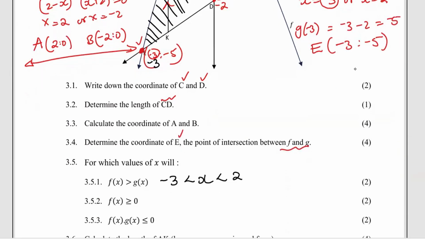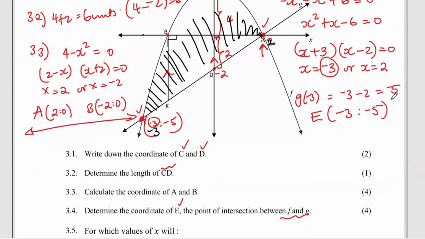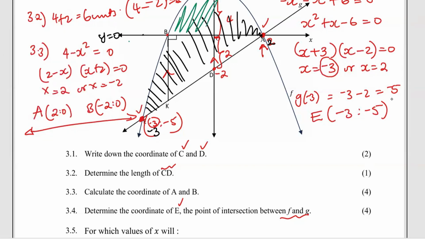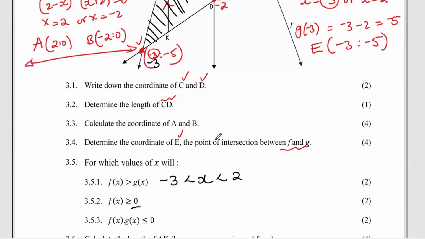Then where do we find f of x to be greater or equal to 0? What this means is, where do we find the parabola to be above the x-axis? Because this line is the line of 0. We can see that the parabola is above the x-axis within this region, between point A and point B. So we're going to go down and see that negative 2 must be less or equal to x, less or equal to positive 2. If there's an equal sign, you include the equal sign. If there's no equal sign, you leave it out.